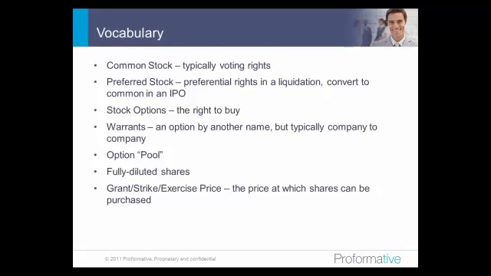Well, this is good news. Your grant price was $1 a share. That means to buy those shares, you would pay $1, and then you could sell them on a public market for $10 per share, and you would clear $9, not including tax. And that's essentially what's attractive about stock options.